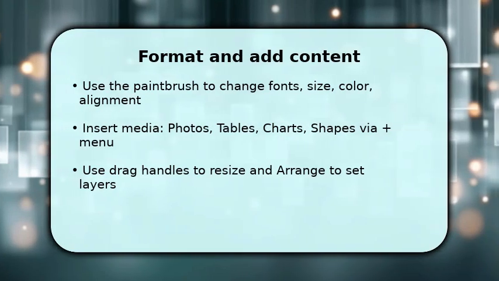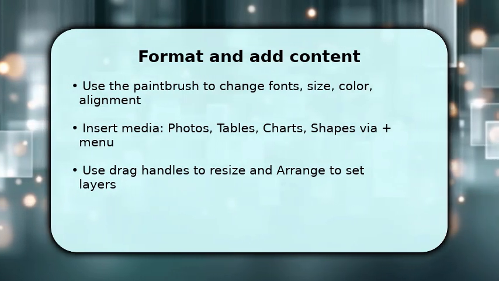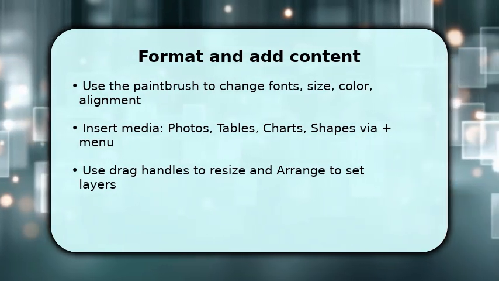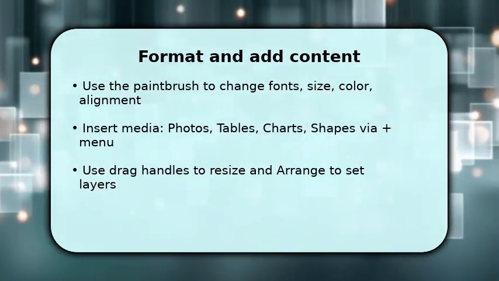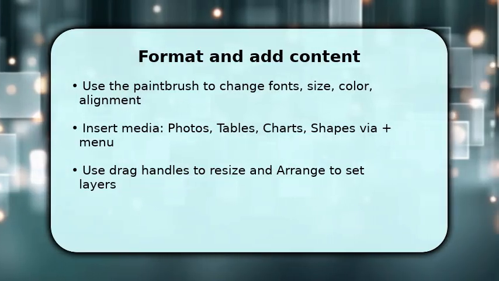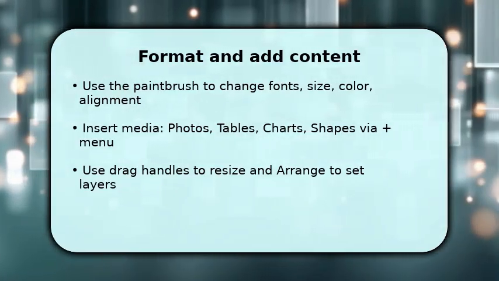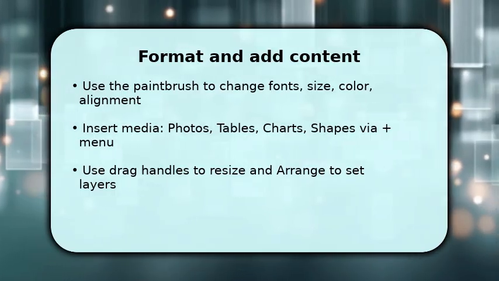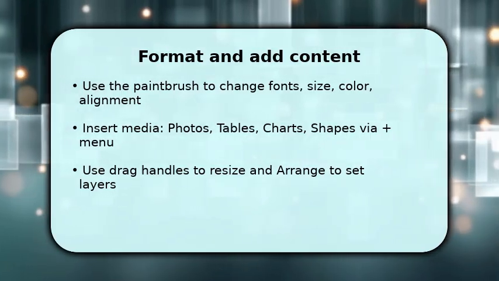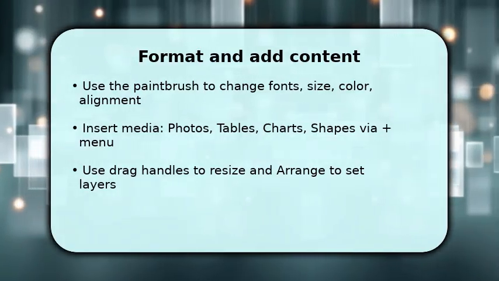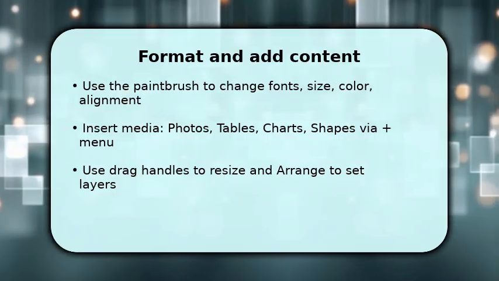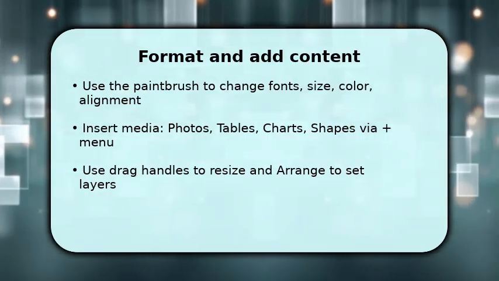You format text with the paintbrush icon. Select font, size, color, and alignment to match the look you want. Once done, tap the plus to insert photos, tables, charts, or shapes. Use charts for quick data visuals. Make sure to tap an object, then drag handles to resize and use arrange to send backward or forward. That controls layering. If you need consistent style, apply paragraph styles. This saves time when the document grows longer.